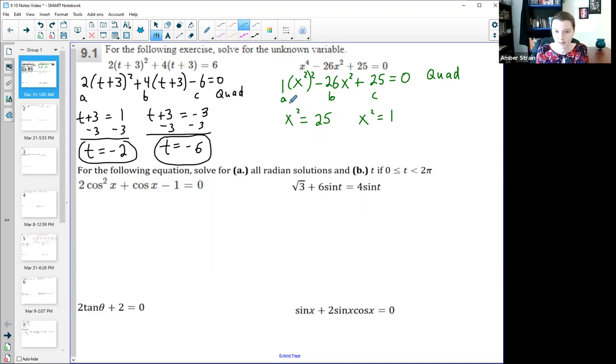So to find our final answer, we would have to square root both sides. But remember, when you square root both sides, you have to do that plus or minus. So the final answer would be x equals plus or minus, positive or negative, square root of 25, which is 5, and the square root of 1, which is still 1. So we end up with 4 answers, just like we would expect for an x to the 4th problem.